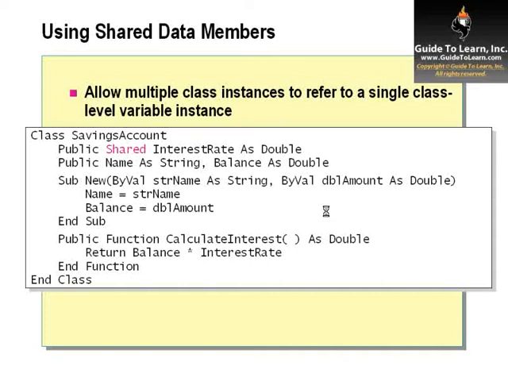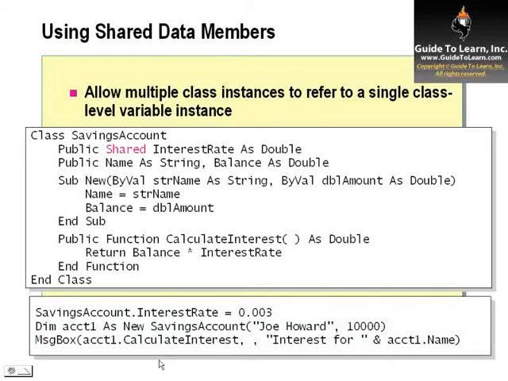As you see in the last section of this slide, SavingsAccount.InterestRate, you're setting the value. So you're just treating it like a regular shared property object.